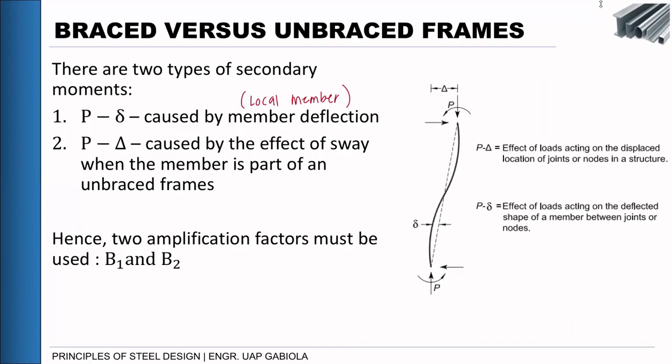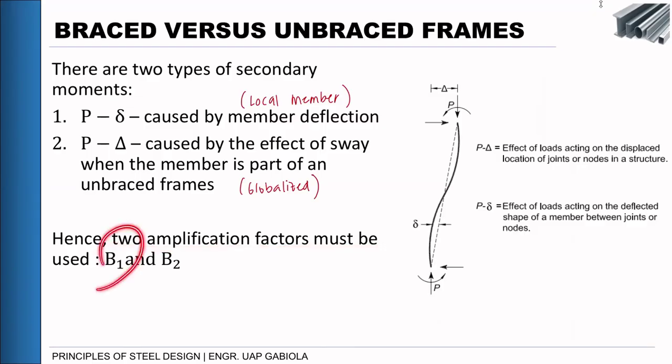But when we talk about P big delta, this is caused by the effect of sway, and the member is part of an unbraced frame. So it is global. Globalized. It is the overall movement based on the other members present in our structure. Okay? Since we have two types of secondary moments, it is imperative that we have two amplification factors based on the secondary moments that we have.